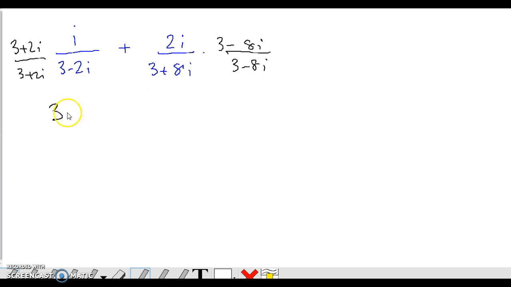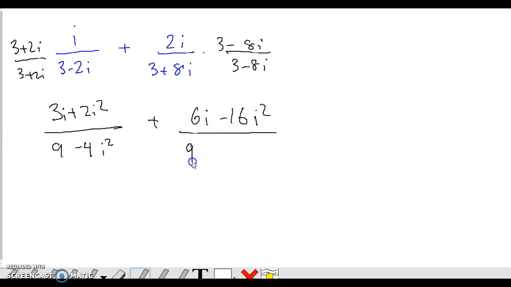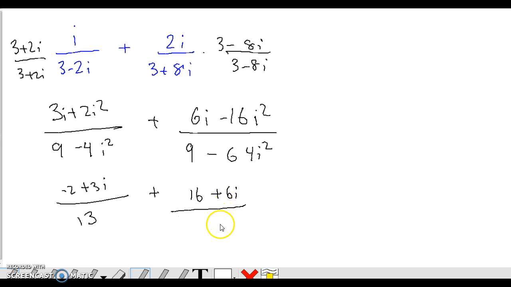So what that would look like would be this. So 3i plus 2i squared, and then 9 minus 4i squared. And then over here we'd have 6i minus 16i squared all over 9 minus 64i squared. So what does that give you? Negative 2 plus 3i, and there'll be a positive 4, so let's just say 13. And then over here, we're going to say 16 plus 6i, and then 9 plus 64. So that will be 70, should be 73. Let me double check. Oops. So 9 plus 64 is 73.